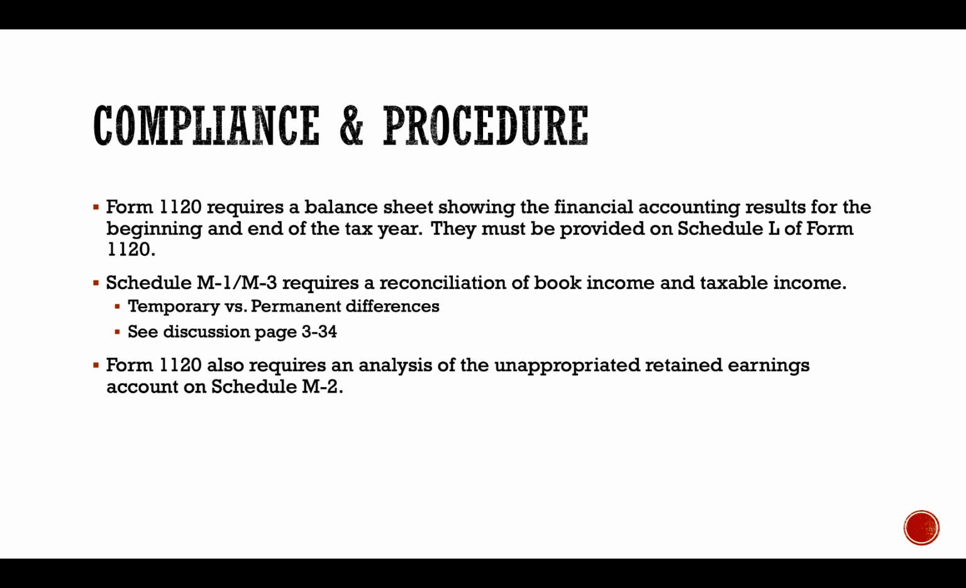As you've probably figured out, income for tax purposes and income for book purposes is different. There are temporary and permanent differences. You can look on page 3-34 for that discussion. But generally, there are some tax items that we recognize before we recognize them for book, some that we recognize after, and some that we never recognize for one or the other. So temporary or permanent differences. Form 1120 also requires an analysis of the unappropriated retained earnings account on Schedule M2.